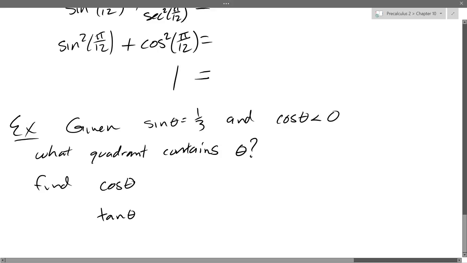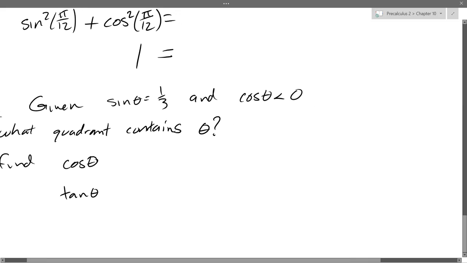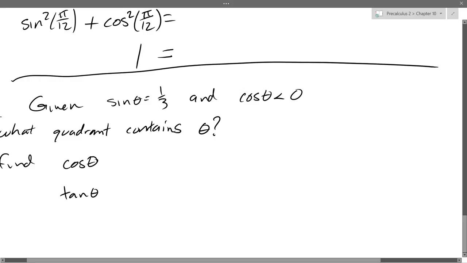We're not asking to find theta itself. I want to know some information, which is what quadrant does theta live in. Sine is positive and cosine is negative. So we will use the fact that sine is 1/3 soon, but right now I am just using the fact that sine theta is greater than 0.